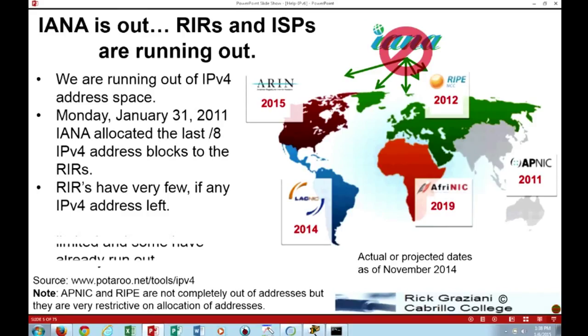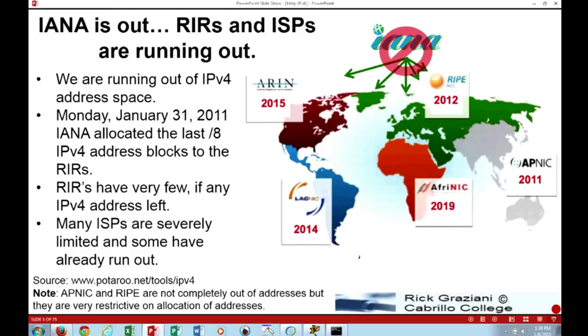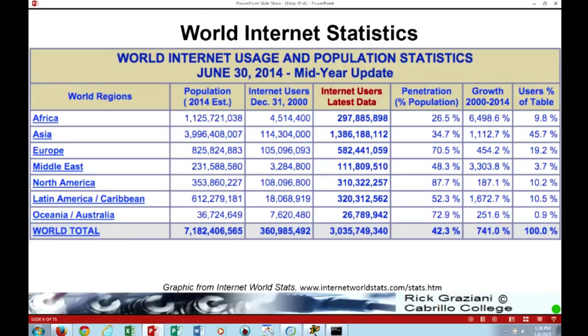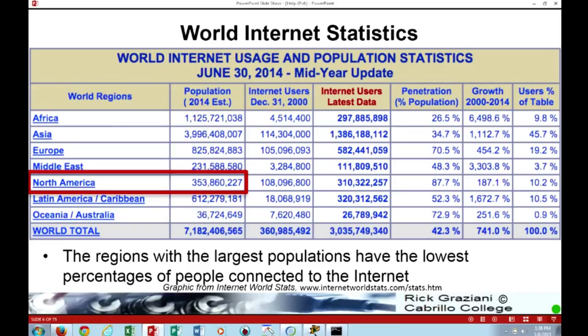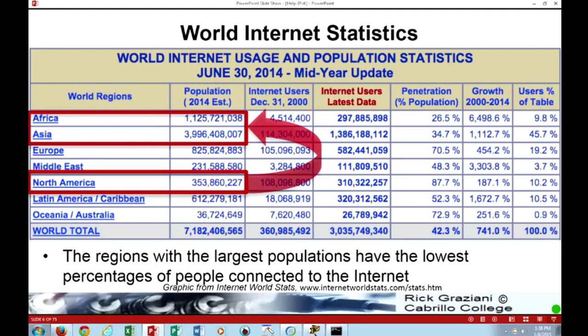Some are just about out. They're holding on to the last few that they have left. And again, talking to some ISPs, they've run out already as well. So, we really have no choice. And if you look at the world, this is from 2014, released last summer. They update this about every 2 years. But look at the population, look at North America. You know, about 350 million people in North America. Compare that to Africa and Asia, that's about 5 billion, right, population.